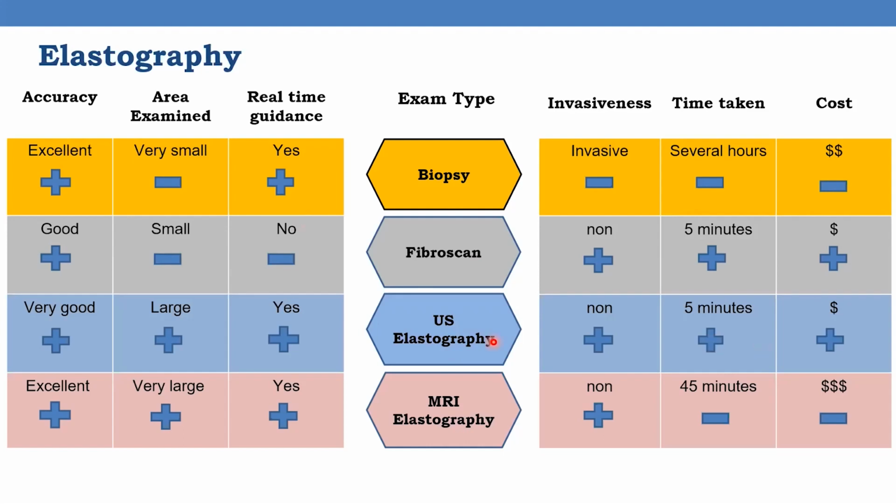In comparison to MRI elastography, which also provides a high accuracy and a large area examined, it is limited by the long time taken for the examination, which is about 45 minutes, and it is of high cost. Fibroscan, on the other hand, is limited by the small area examined and also doesn't provide real-time guidance.